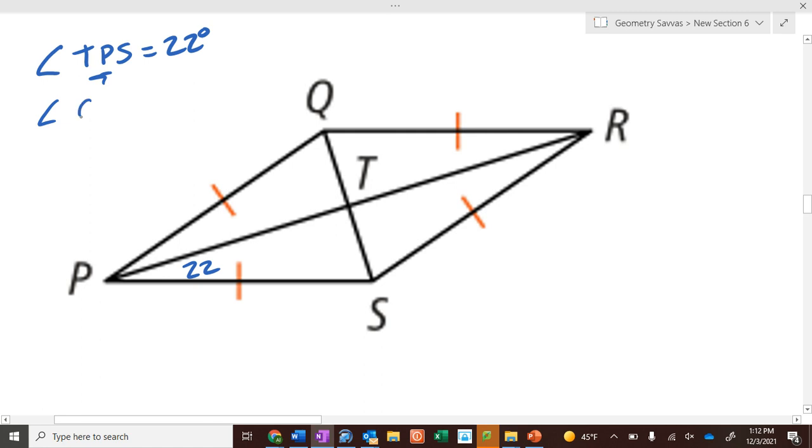What's angle QPT? 22. What's angle PST? What's angle PST, Oliver?